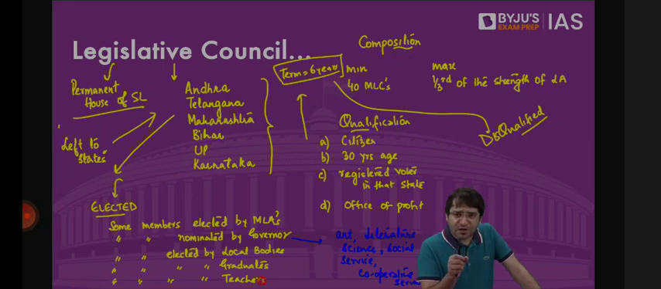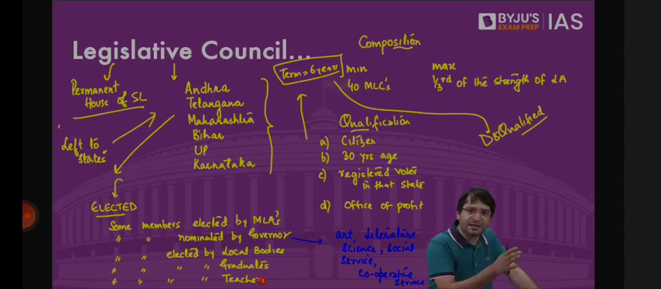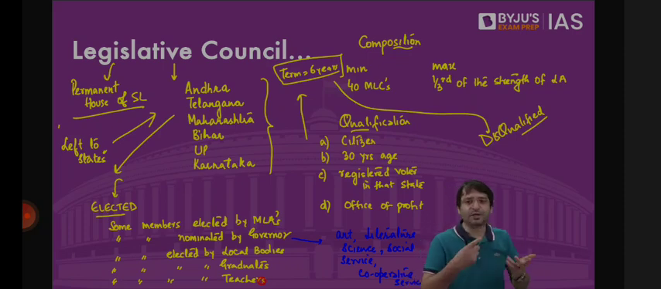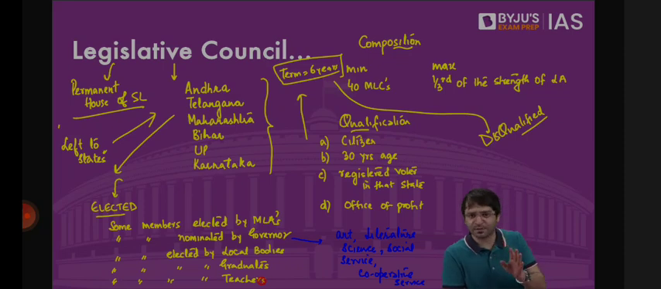If the legislative council, just like Rajya Sabha, is the permanent house of the state legislature, and if the minimum age to contest the election is 30, this is where the similarity between the legislative council and Rajya Sabha ends, because then it is something unique. In Rajya Sabha, we have only two types of members: those elected by the state assemblies, the MLAs, and those nominated by the president from the fields of art, literature, science, and social service.